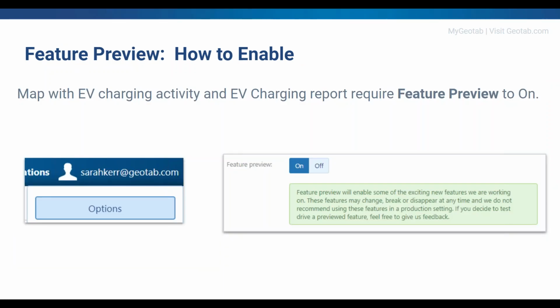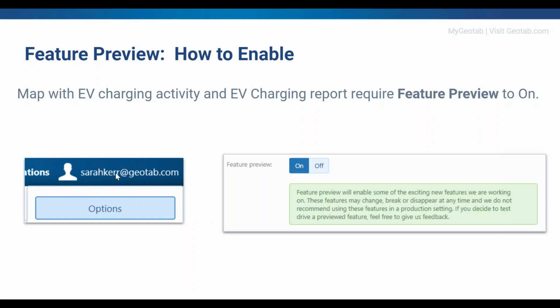Okay. The next part is that there are certain features that are only available in feature preview. Some of you may or may not be aware that it's something that we have. You can select this as part of your personal options. Here I showed how you would do that.